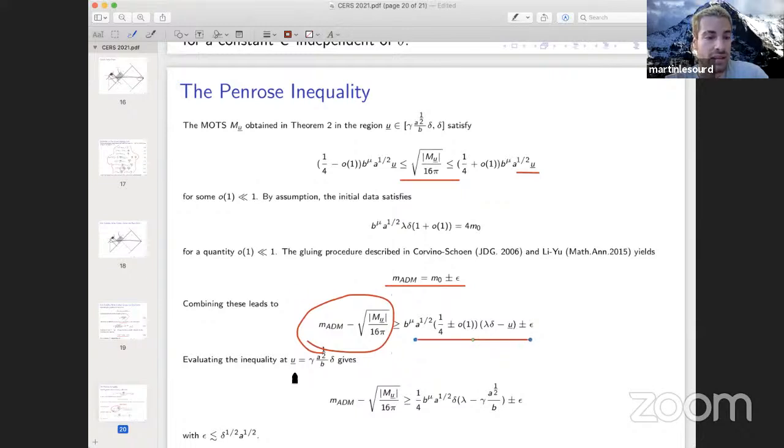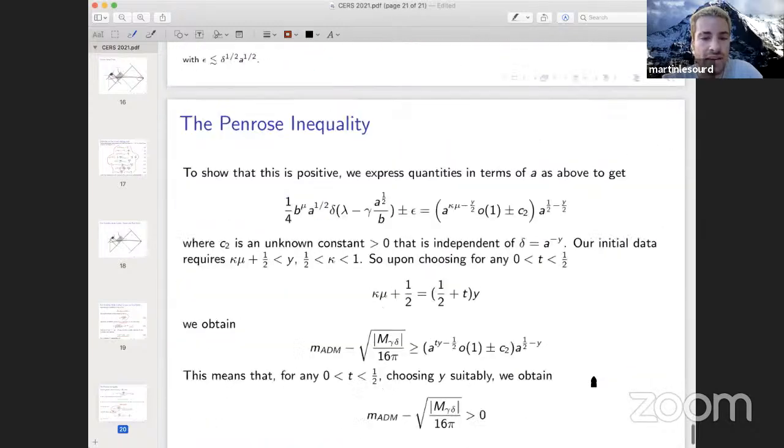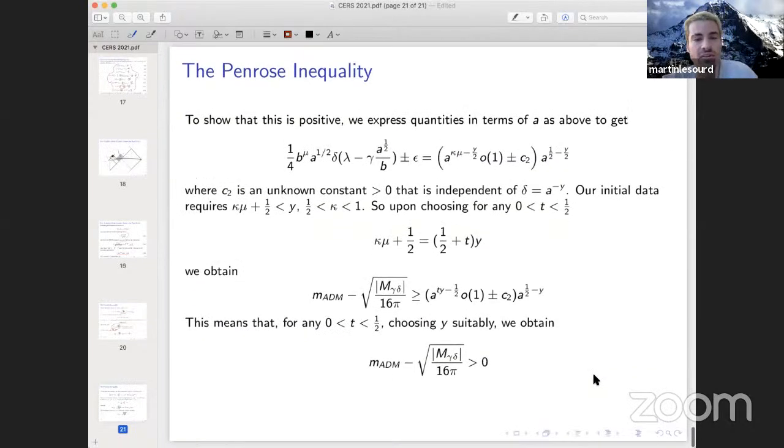And then you can evaluate the inequality here, and you can choose your parameters once again, fix all your parameters to try and make this greater than 0. And you get that you can prove it, right? So after choosing suitably your parameters in a way that is consistent with the initial data, you eventually prove that this is true for the MOTS appearing in your dynamically created apparent horizon. All right, well, I should probably stop there then.